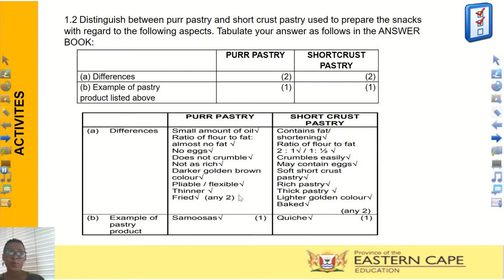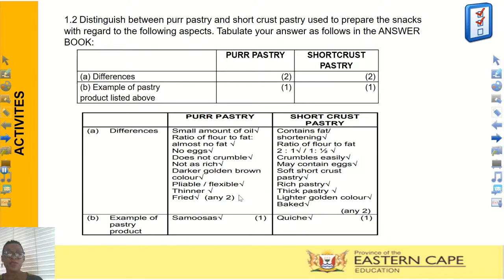And then another difference: puff pastry has got the ratio of flour to fat, almost no fat, and then your short crust pastry is 2:1 or 1:1/2, depending on which textbook you are using. And then puff pastry has got no eggs, and then short crust pastry may contain eggs. Puff pastry does not crumble, and then short crust pastry may crumble. Puff pastry is not as rich, and then short crust pastry is rich. Puff pastry has got a darker golden brown color, and then short crust has got your lighter golden brown color. Your puff pastry is pliable or flexible, and this short crust pastry is thick. And then your puff pastry is fried, and then your short crust is baked.